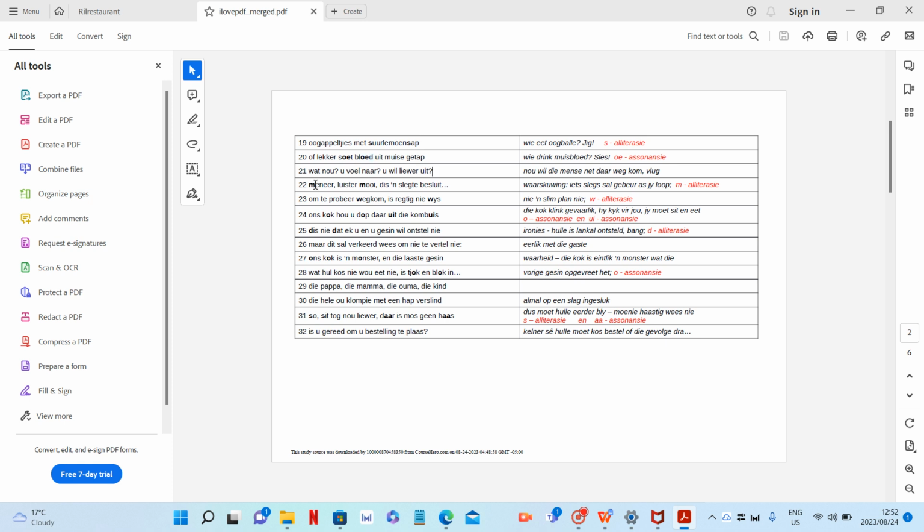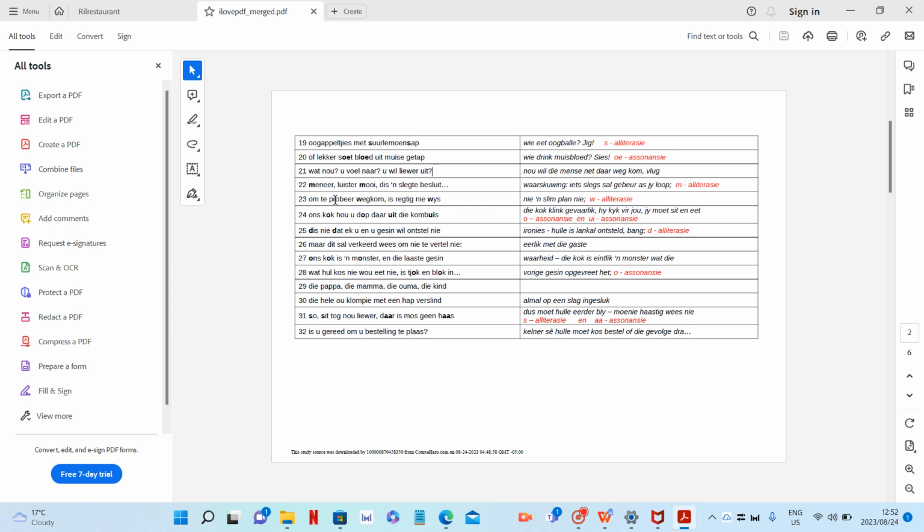Wat nou, u voel naar, wil jy liever uit? So they're asking now, what now? Are you feeling disgusted? Are you feeling like you want to vomit? Do you want to rather leave? So people now want to get out of there. Meneer, luister mooi. Dis 'n slegte besluit. So they're saying, Mister, listen carefully. It's a bad decision. So they're showing you that something worse would come if you decide to leave.